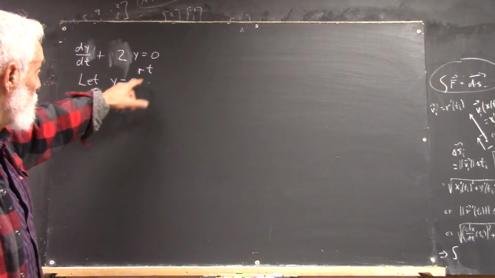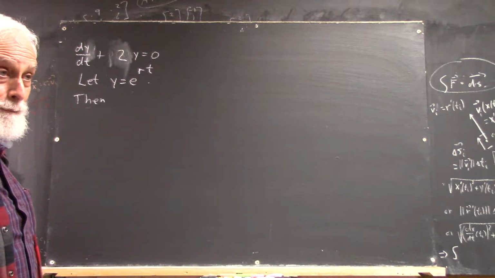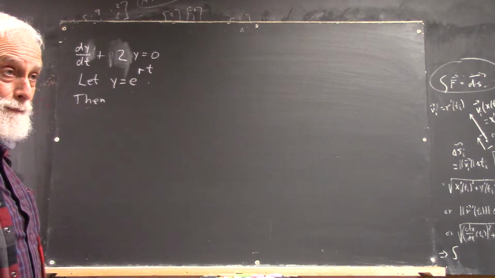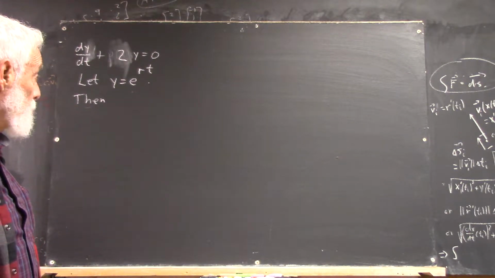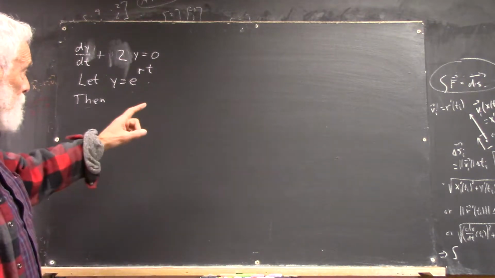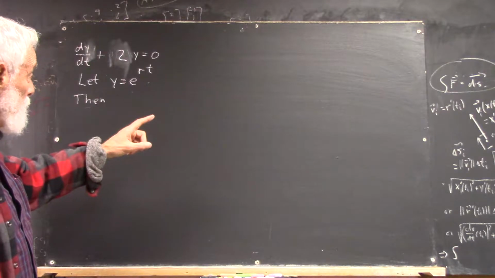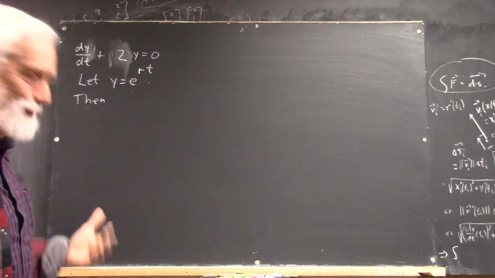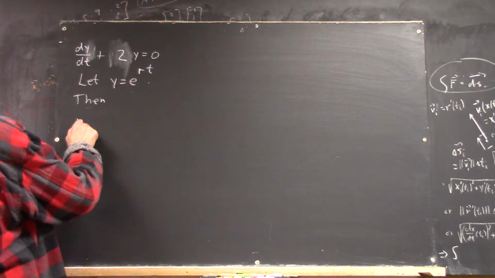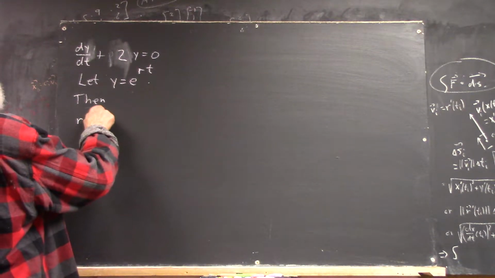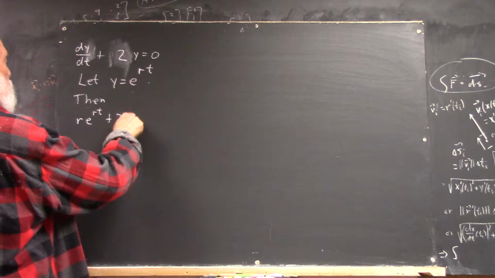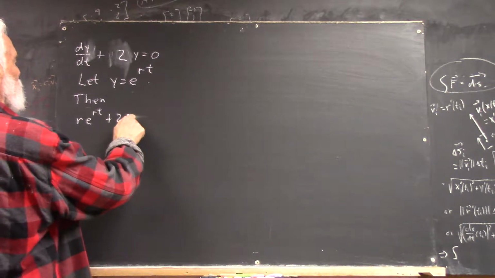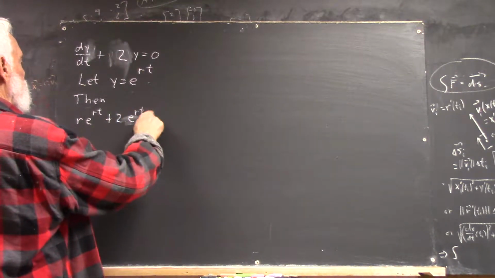Now what's the derivative of e to the rt? T times e to the rt. Okay, well, you got the right idea. What's the derivative of rt with respect to t? It's r e to the rt, right? So we get r e to the rt plus 2y, plus 2e to the rt equals 0.